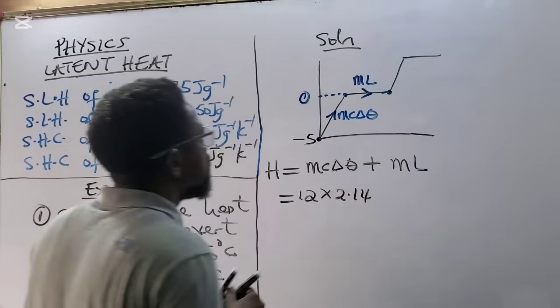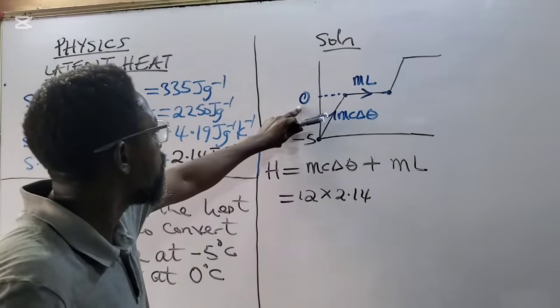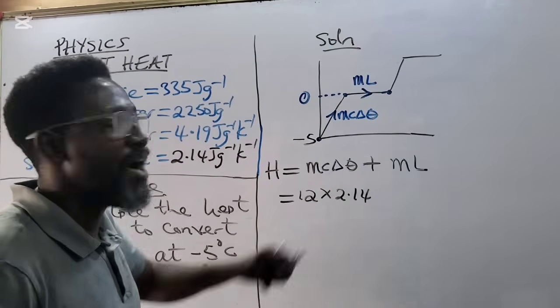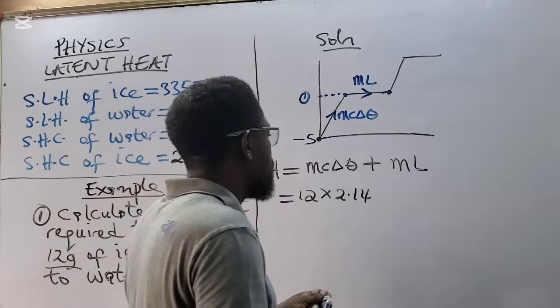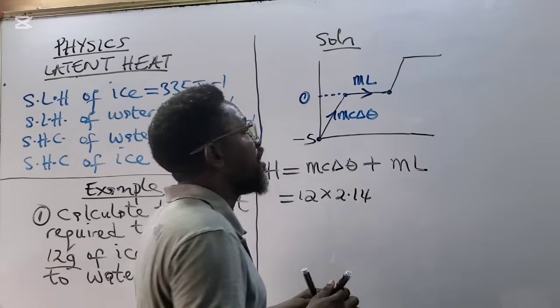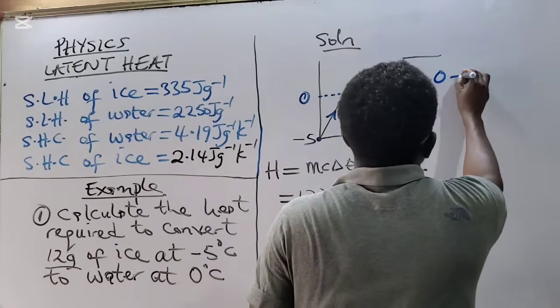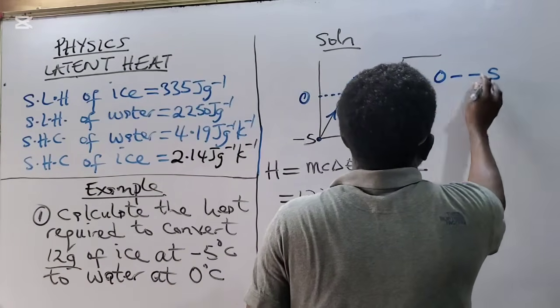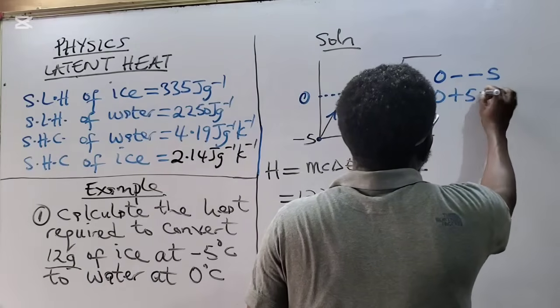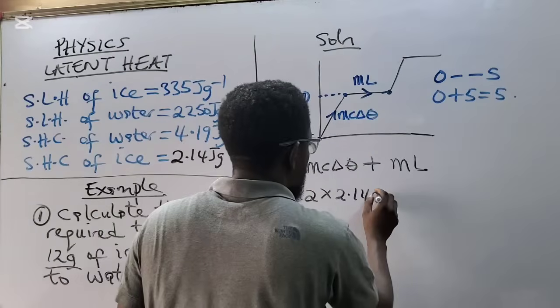Then the change in temperature will be 0 minus 5. And 0 minus 5 will give us 5. Minus is plus, so I left it as 5. So times 5.